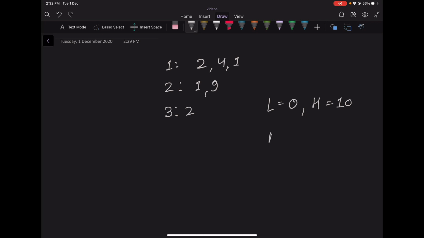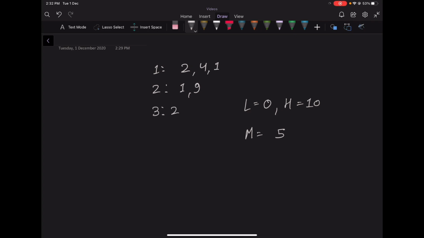So first we'll check the middle. Middle is (L plus H) by 2, that is 5. So we need to check if 5 is our answer. For that, we can just follow the greedy process. For each child, we'll keep taking the chocolates as long as the sum is not more than 5. Otherwise we'll break and then find the total sum of chocolates taken. So for the first child, we'll take 2, but we won't take 4 because the sum will exceed 5. So we have taken 2 here.